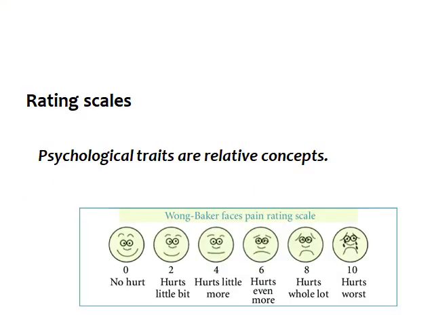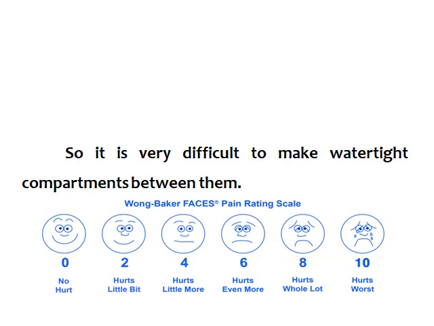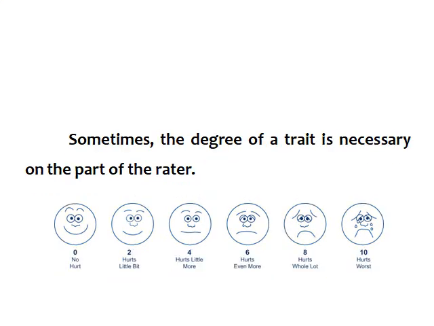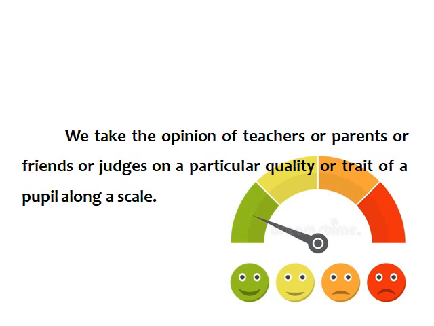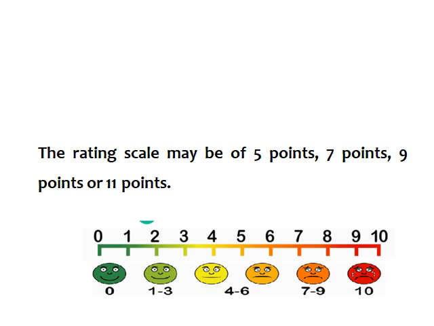Rating scales. Psychological traits are relative concepts. So it is very difficult to make watertight compartments between them. Sometimes, the degree of a trait is necessary on the part of the rater. Rating scale is used to evaluate the personal and social conduct of the learner. We take the opinion of teachers or parents or friends or judges on a particular quality or trait of a pupil along a scale. The rating scale may be of 5 points, 7 points, 9 points or 11 points.